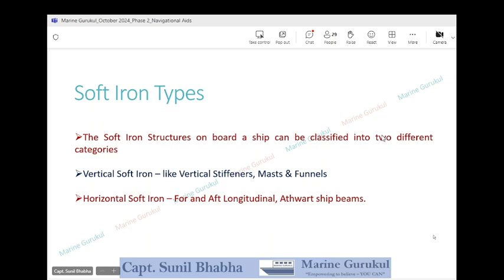Beta, the orientation of the funnel is in the vertical direction, and you will see that during shipbuilding, the funnel is usually prefabricated and brought on the ship. So usually the crane will pick up the entire funnel structure. They will bring it up where the ship is being built and they will weld it in place. So it has predominantly soft iron properties and its orientation is a vertical orientation.